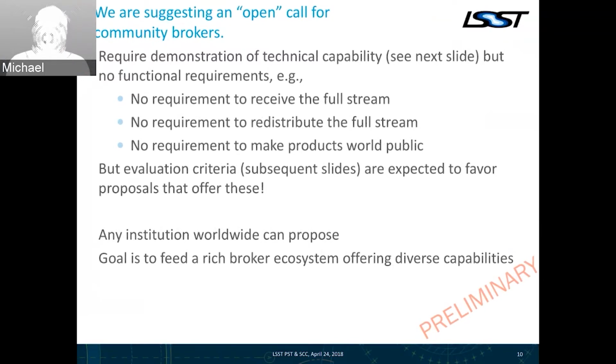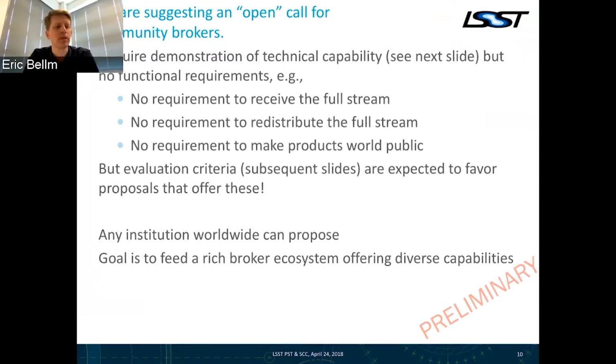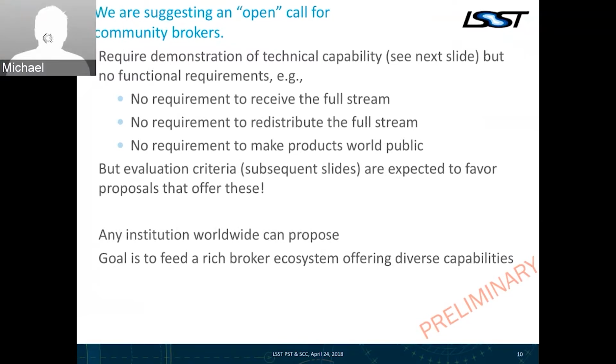Yeah, I think to rephrase this statement maybe a little more clearly, being selected as a community broker does not grant DAC access, but if you have DAC access, you're able to use that.